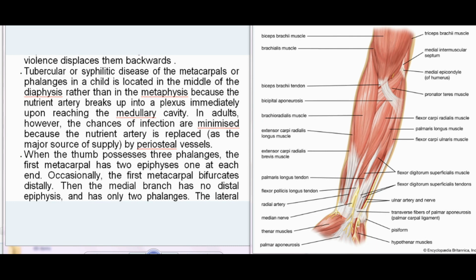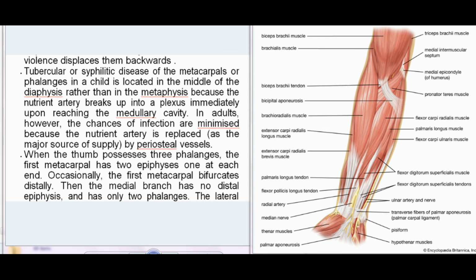Tubercular or syphilitic disease of the metacarpals or phalanges in a child is located in the middle of the diaphysis rather than in the metaphysis because the nutrient artery breaks up into a plexus immediately upon reaching the medullary cavity. In adults, however, the chances of infection are minimized because the nutrient artery is replaced, as the major source of supply, by periosteal vessels. When the thumb possesses 3 phalanges, the first metacarpal has 2 epiphyses, one at each end.